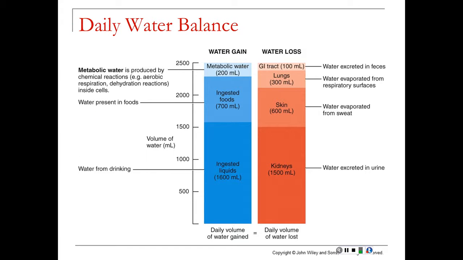Our daily water balance, again, some of it is metabolic water produced from our chemical reactions. Some of it comes from our food. The majority of it, of course, is coming in from the liquids that we drink. How do we get rid of it? The majority of it through our urine, a little bit through our skin, a little bit through our lungs, and even less from our feces.